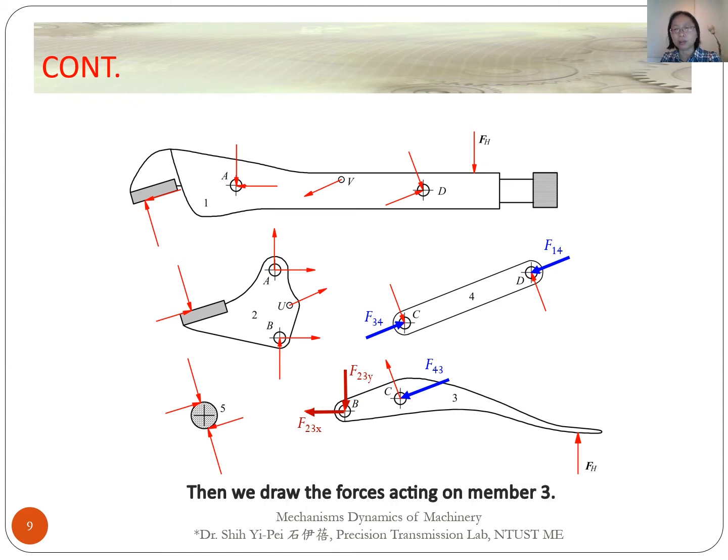Then we draw the forces acting on member 3. Joint C connects member 3 and 4, so a reaction force F43 acts on joint C from member 4. F43 is equal and opposite to F34. The force F23 acts on the joint B. We do not know its magnitude and direction, so we give X and Y components of the force F23.